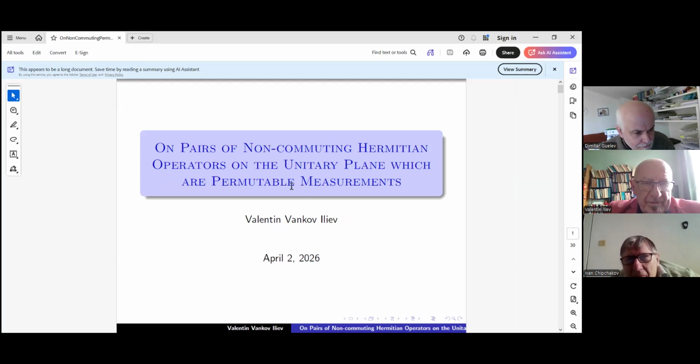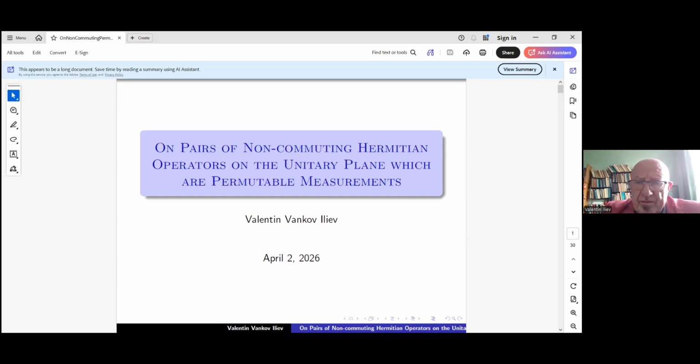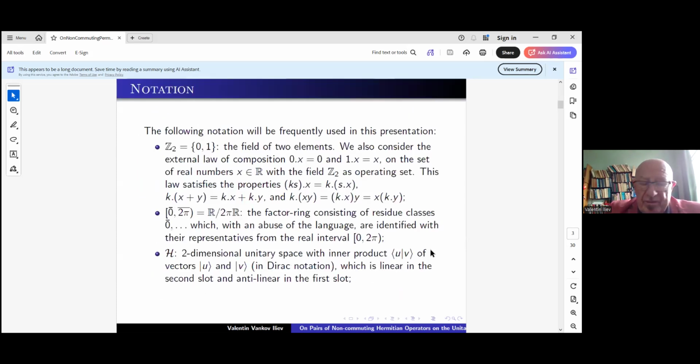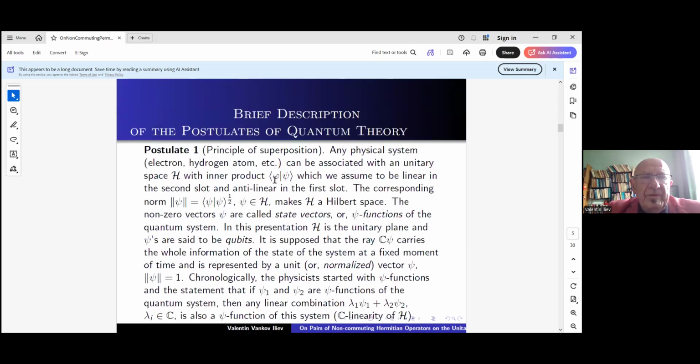First, I'd like to clarify the meaning of some words in the title, because I see that many people are not physicists, so it's necessary to do that. I'll begin with the context, and the context of this presentation is quantum mechanics, or as it is called now, quantum theory. And I begin with several axioms of quantum mechanics.